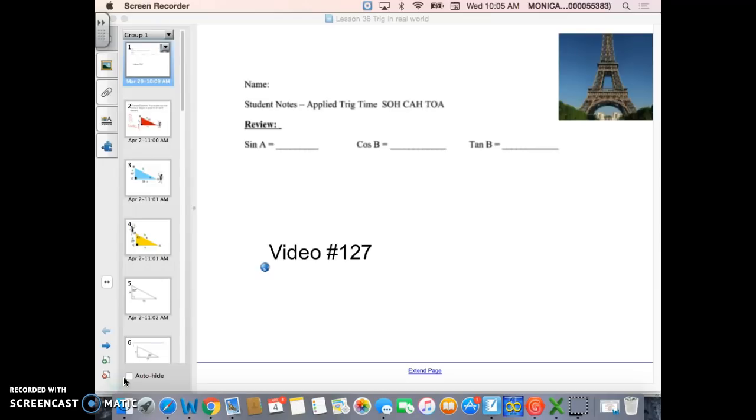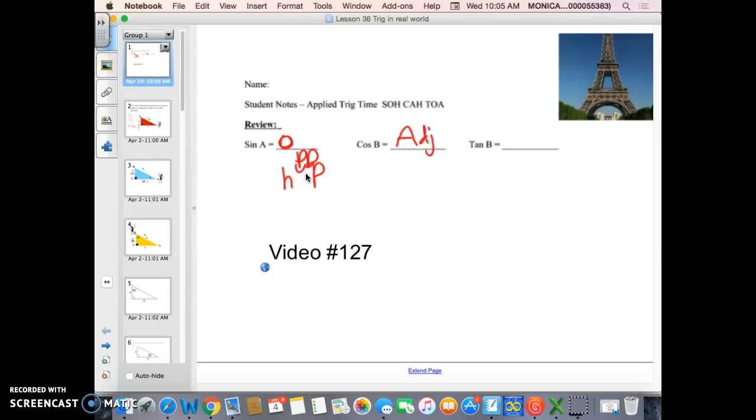So it says, student notes, apply the trig times SOHCAHTOA. So if I want to find the sine, please remember sine is opposite over hypotenuse. Cosine is the adjacent over the hypotenuse. And then tangent is opposite over adjacent.